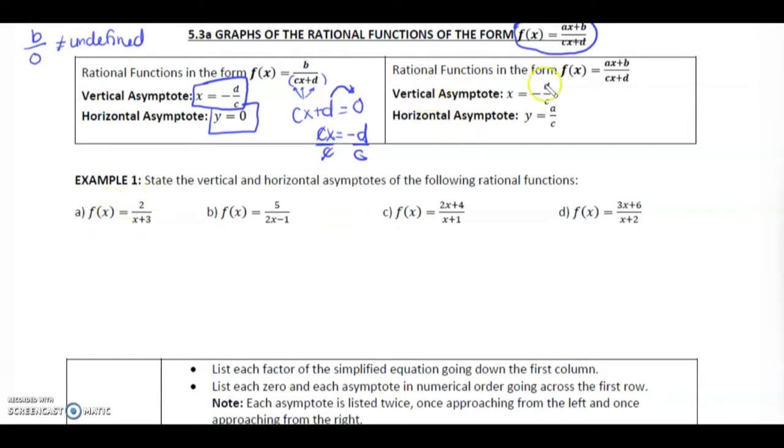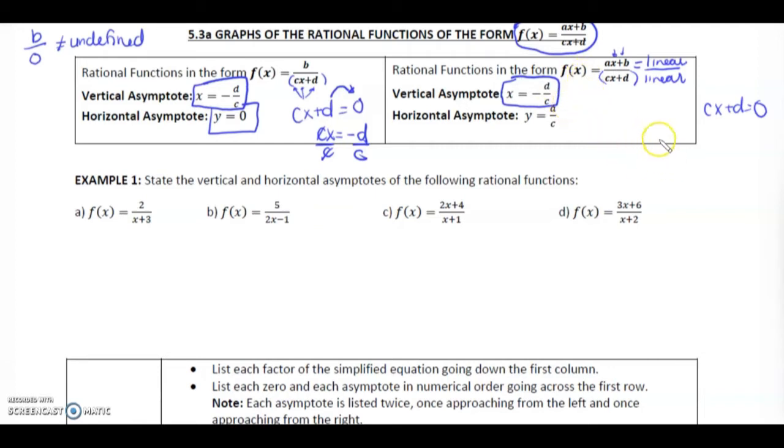Okay, and rational functions in the form f(x) = (ax + b)/(cx + d). So this is like a linear function over a linear function, if you guys see that. Okay, ax + b, we have an x, we have a constant. It's kind of like mx + b, right? So the same is going to happen to the vertical asymptote. We're going to take the denominator and equate it to 0. Every single time, we're going to get the vertical asymptote of -d/c.